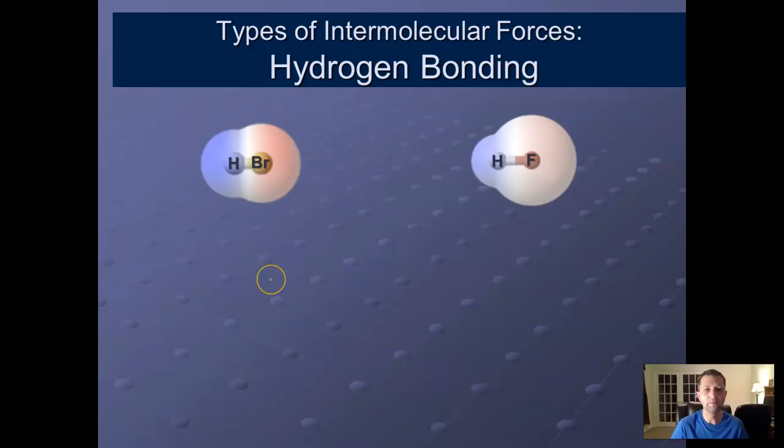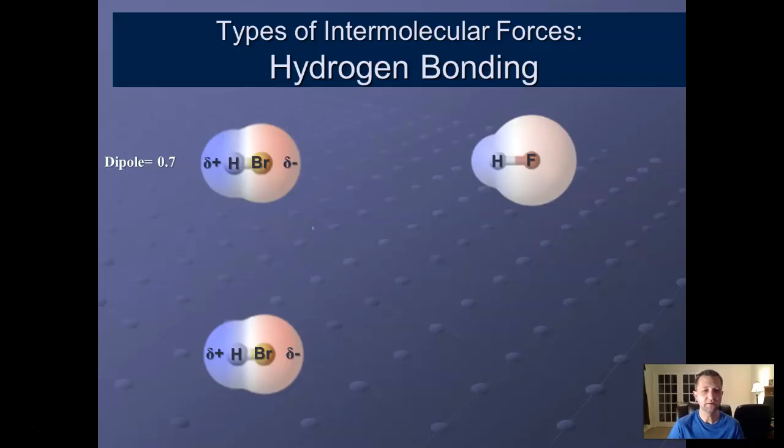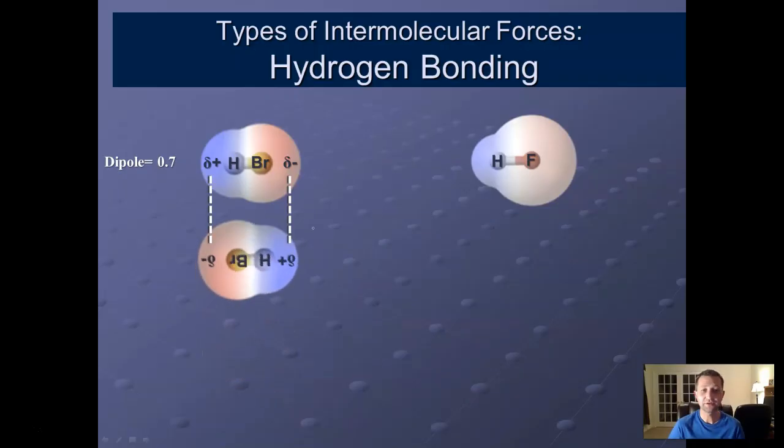All right. So moving on to hydrogen bonding then, the last of our 3. Here's HBr. Electronegativity values from your table, 2.1, 2.8. Difference is 0.7, so it's polar. So partial negative on the bromine, partial positive on the hydrogen. Another one comes nearby, and look what happens. They're attracted to each other.